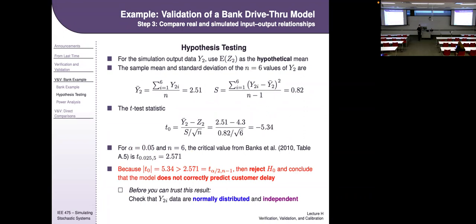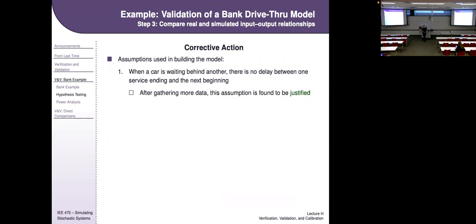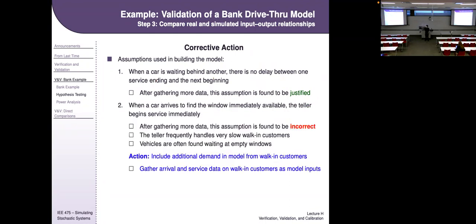So I need to go back to my sim and see what I left out. I take corrective action and ask, what didn't I model, or what assumptions did I make? One is I assumed there's no delay between one service ending and the next beginning. Maybe that's a bad assumption, but it looks like that's pretty right. The big thing is I assumed that when a car arrives at the window, the teller is immediately available.